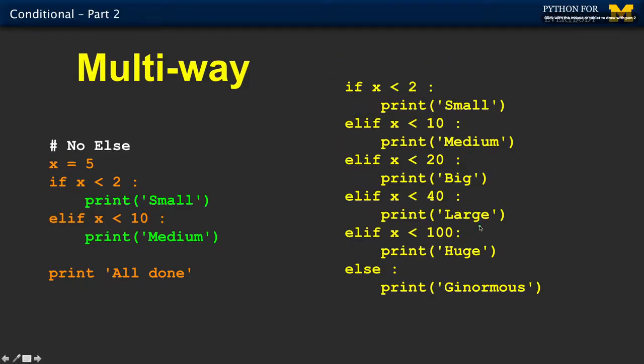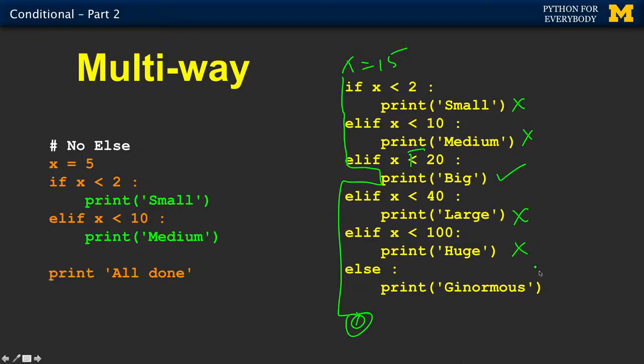So if x was 15, this would be false, this would be false, this would be true, so it would run this code, and then it would come down to whatever's next down here. So again, only one of these is going to trigger. No, no, yes, no, no, no.